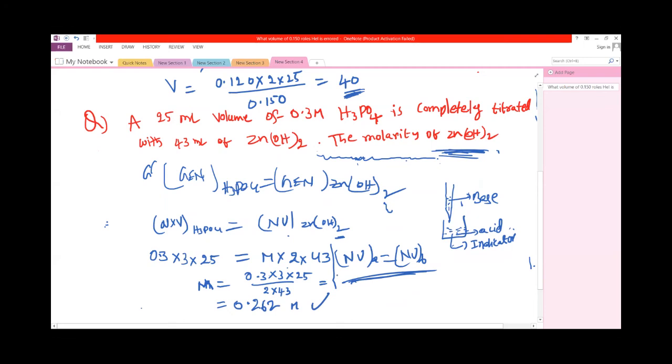Based on the equivalent concept, we can do more problems, maybe titrations, any type of questions you can do based on this. But I just want to introduce the equivalent concept for you. You have to remember one thing, that is GN of 1 equals GN of 2, that much only.